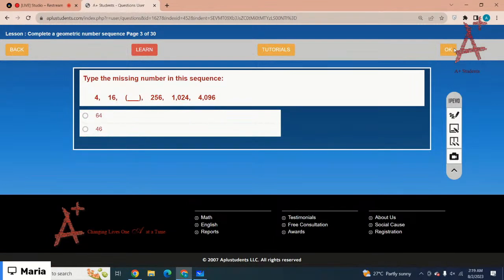Okay, type the missing number. So which number is missing? Yes, because every number is the multiple of 4. You can get the next number by multiplying the previous one by 4. 4 times 4 makes 16. So 16 times 4 makes 64. So that means the next number is 64.